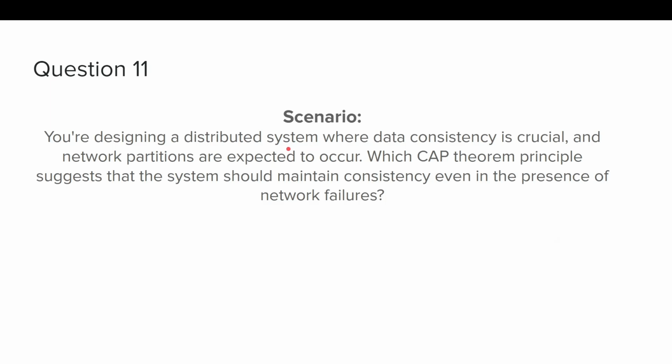You are designing a distributed system where data consistency is crucial and network partitions are expected to occur. Which CAP theorem property suggests that the system should maintain consistency even in the presence of network failures? We just now discussed it. Now you have to think and answer which of these principles will be satisfied. I want to ensure consistency and there will also be network failures. What will I have to sacrifice? I will have to sacrifice the A. So I have to choose C and P. So the right answer is CP.